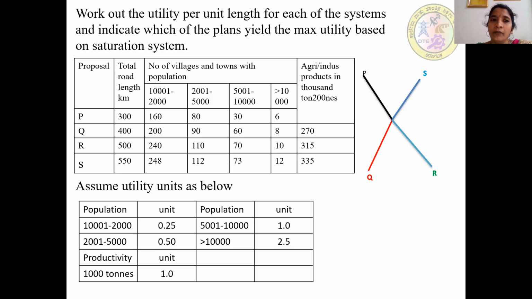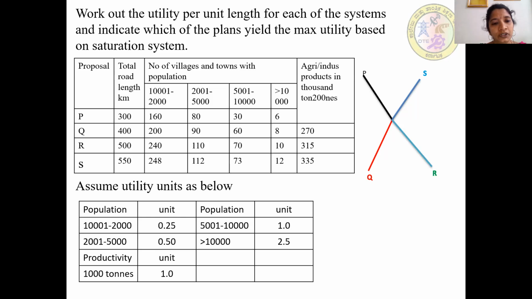Now in this problem, we have four proposals P, Q, R and S. The four roads have different road lengths, and in each proposal there are different population ranges, starting from 1001 to less than 10,000. And there are different agriculture and industrial products. Now, depending upon the population ranges, you can assume the utility units.